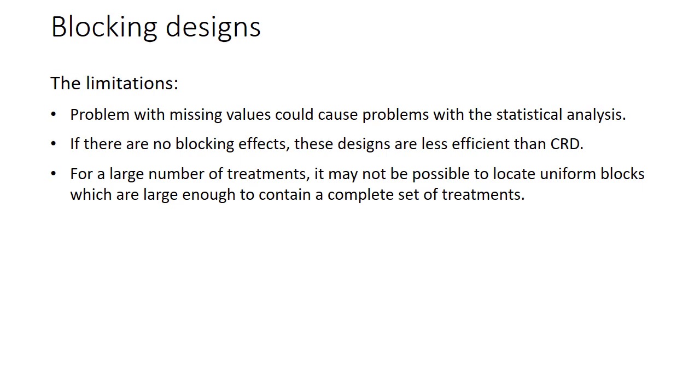The experimental units in a block must be more uniform than across blocks. In a balanced complete block design, a block must contain a complete set of treatments. An experiment with many treatments will require larger blocks, and it is often difficult to find a large uniform block.